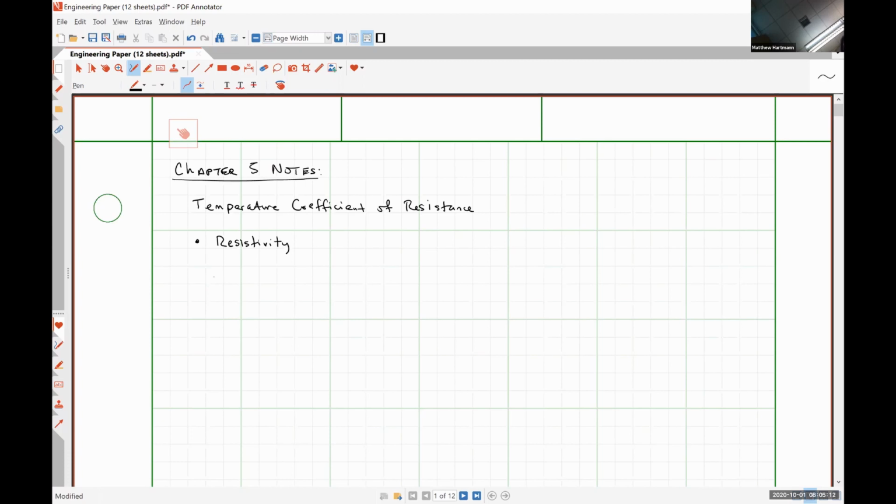As you hopefully recall from even way back in circuits 1, or potentially even your engineering 120 series, if you were here for that, resistivity is a material property describing how difficult it is to pass a current through a medium.